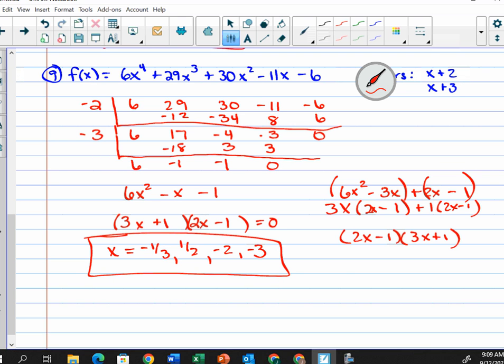Oh my God, I got it right. Yay! So there's your 4 answers. Negative 1/3, positive 1/2, negative 2, negative 3. Were we okay with the synthetic division twice? Part of that? Yes. Okay.